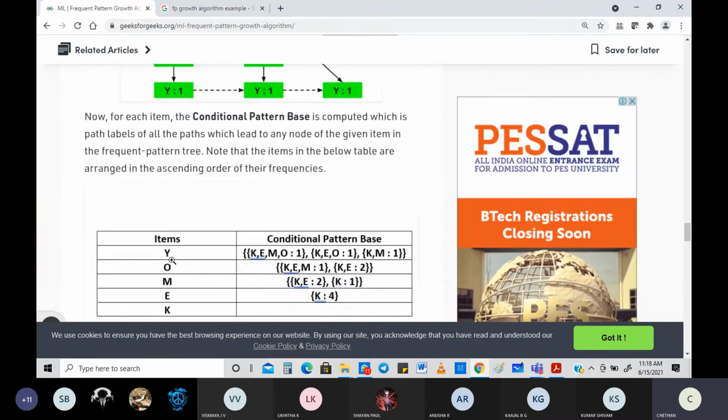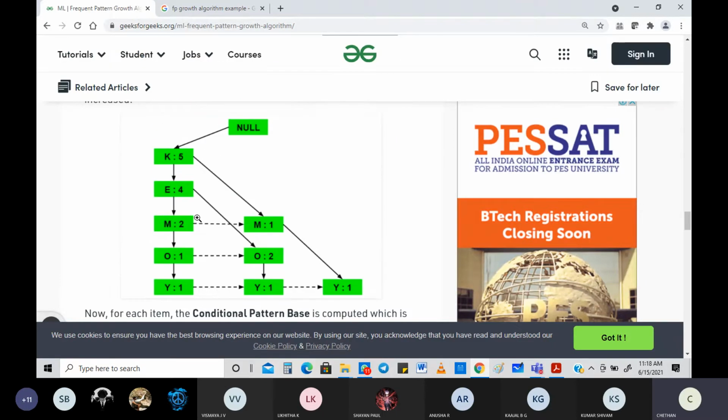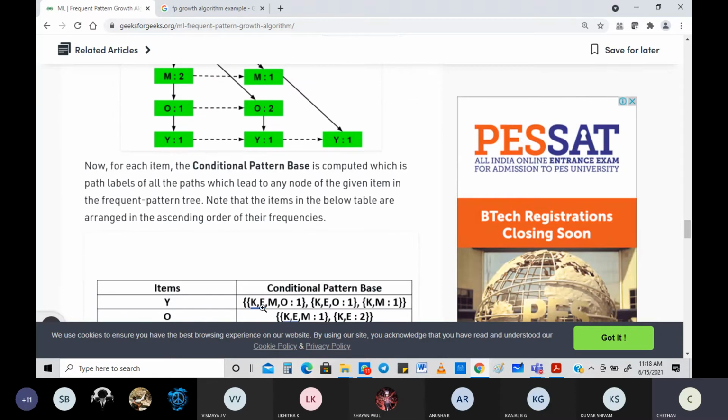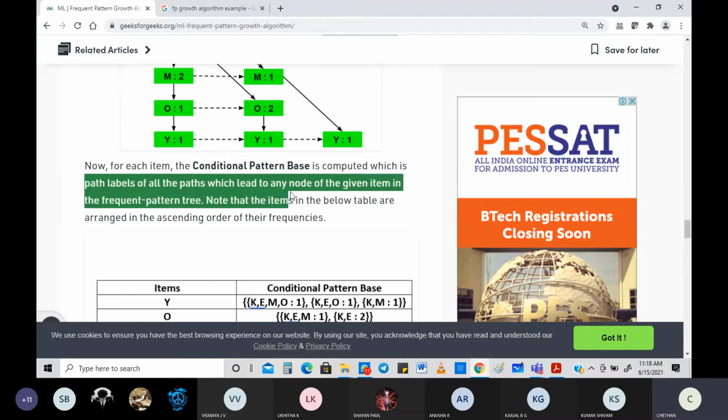Okay, for the first Y, it is written like this, K, E, M, O. You can see this, K, E, M, O. There is one way of writing it, K, E, M, O. And what is the value of Y? 1. Is that written here? K, E, M, O with the value of 1? Yes. Now for each item, a conditional pattern base is computed, which is the path labels of the paths which lead to any node of the given item.